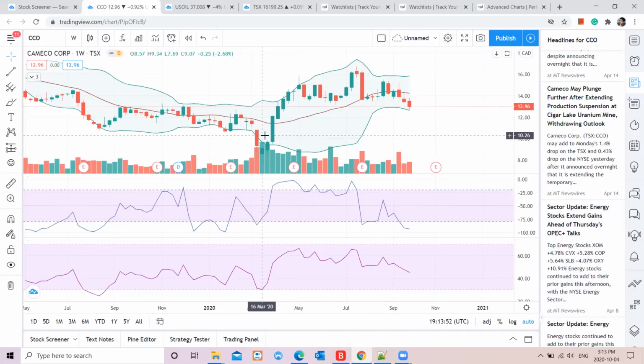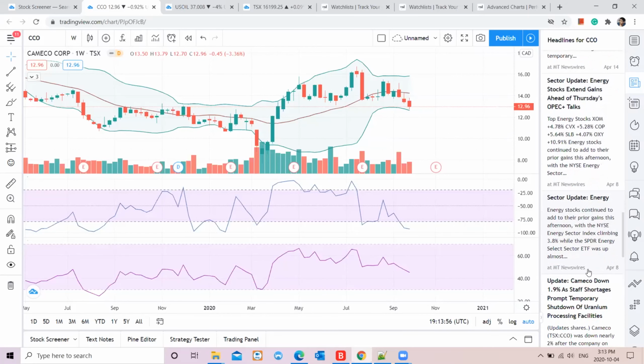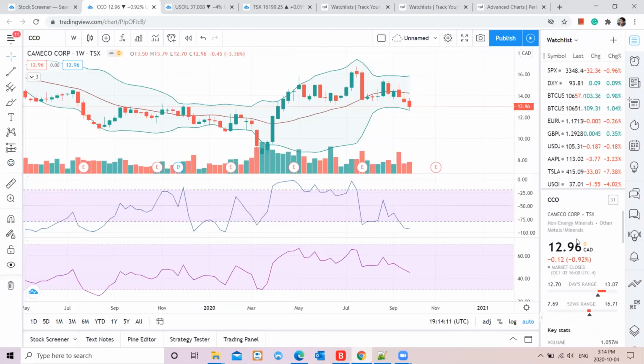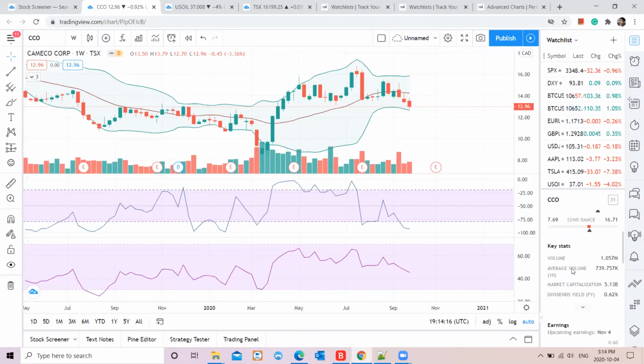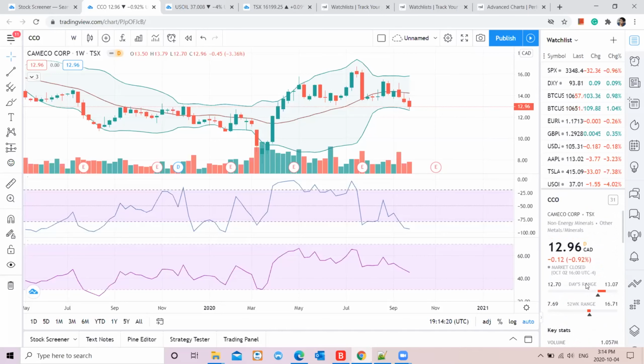All right, again energy stocks? No, this is not. Is it energy? No, it's non-energy minerals, metal minerals. Basically mining and metals. Yeah. 12.96. What is the RSI currently? This is the weekly chart.